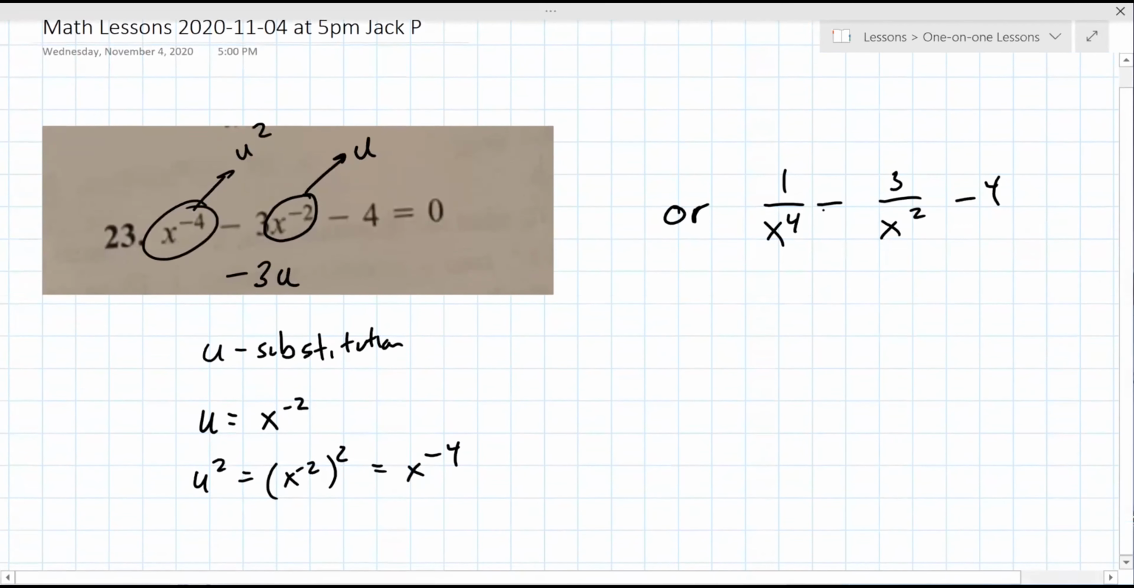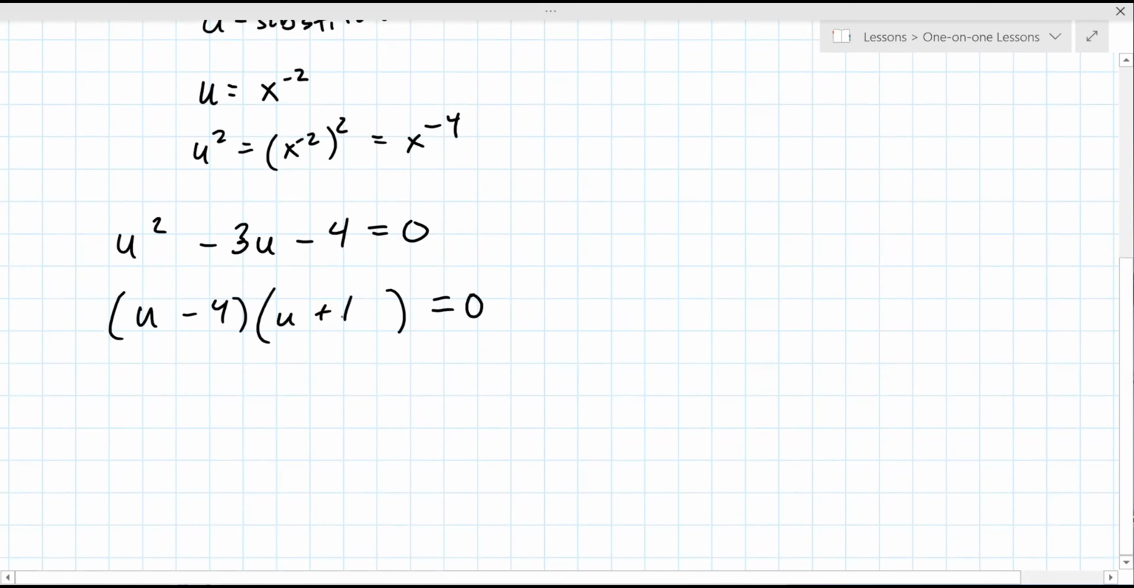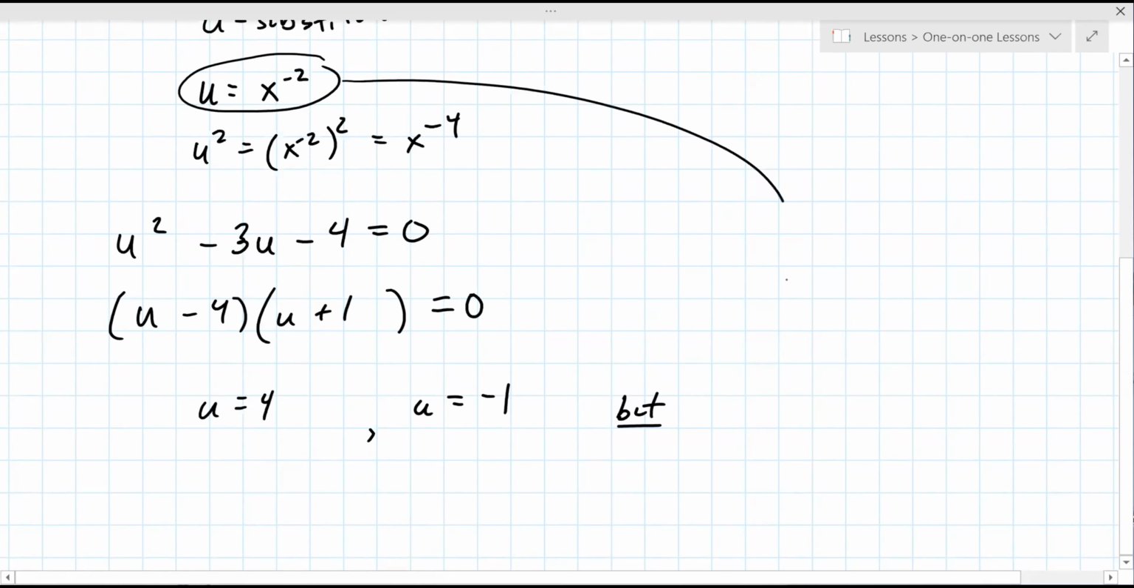So this thing becomes U squared minus 3U minus 4 equals 0. And this is what you know how to solve really well. These are very straightforward. So we have U minus 4, U plus 1. So U equals 4, U equals minus 1, but this is not what we're solving for. We need to remember that this is the case. So it's really x to the minus 2 equals 4, x to the minus 2 equals minus 1.